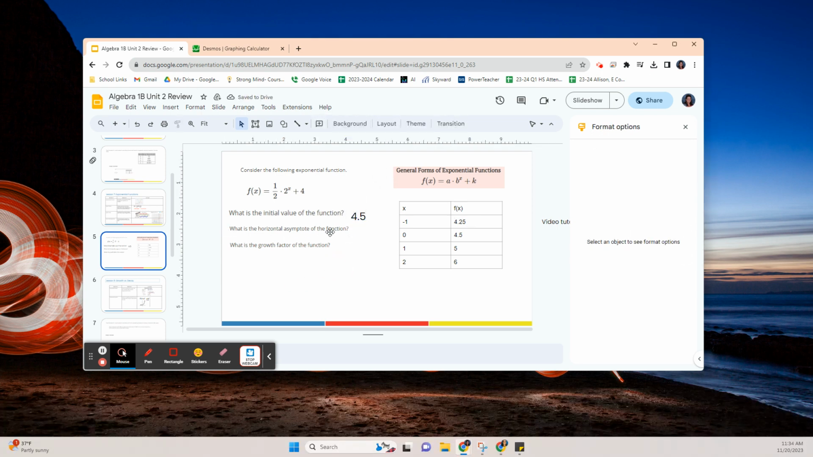And then the horizontal asymptote of a function is going to be your k. So in this case, our k is 4. So if I was to graph this function, it's always going to be approaching 4, but it's never going to actually touch 4. So I can see that when I plug in 0, I was at 4.5. When I plugged in -1, it was 4.25. So it's getting smaller and closer to 4 as it approaches my negative numbers.